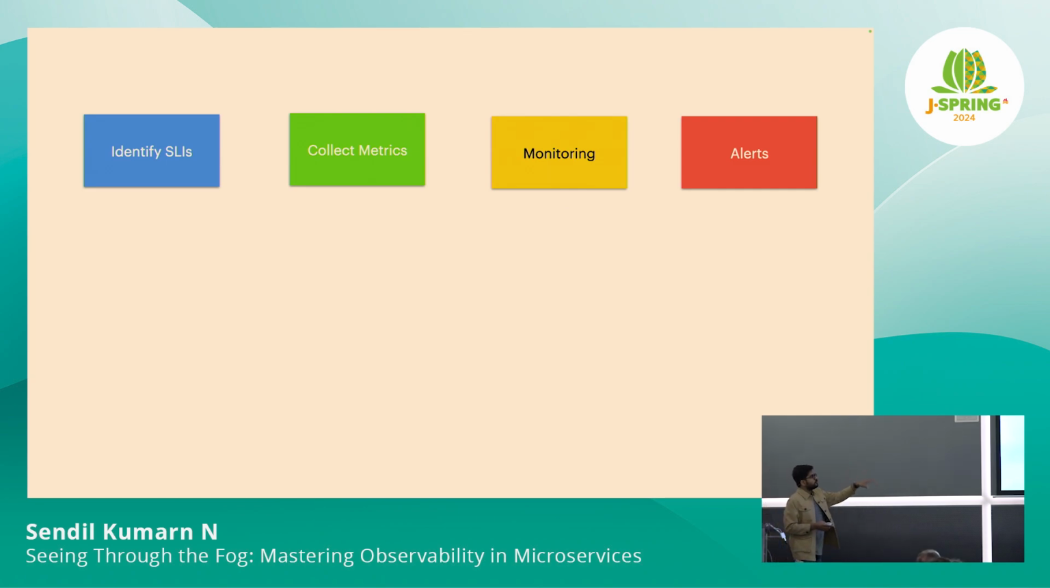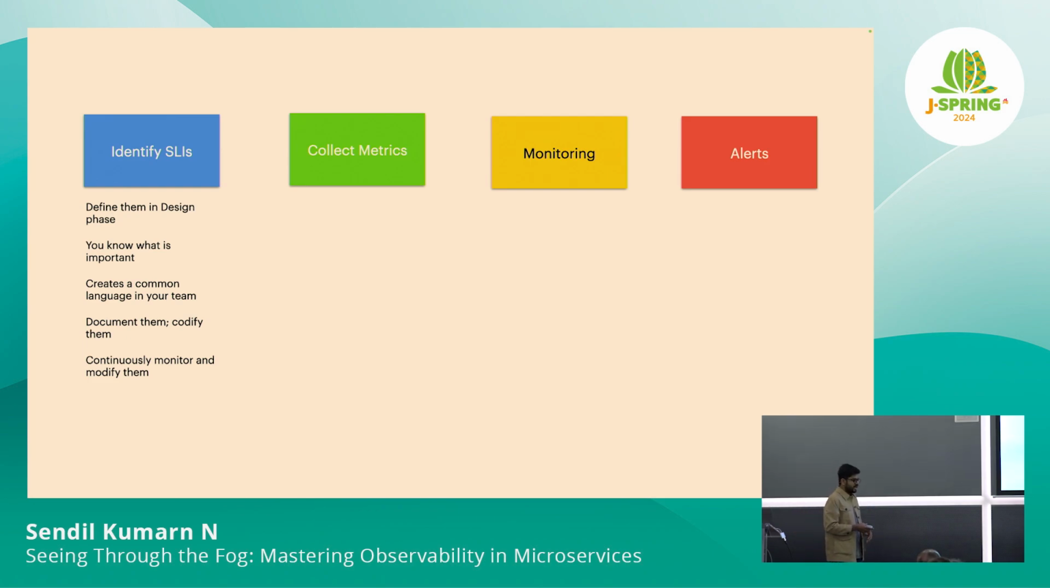So we have seen these four stages. For each of these four stages, when you identify your SLIs, try to define them during your design phase. You have to know what is important to understand, and your company has to have its own way of finding it. You have to document all your SLIs, codify them if you can, and continuously monitor and modify them as you go in your life.